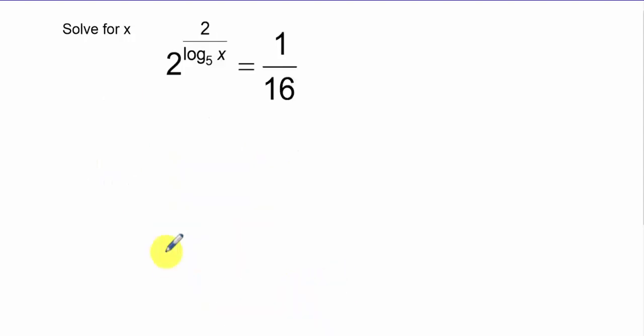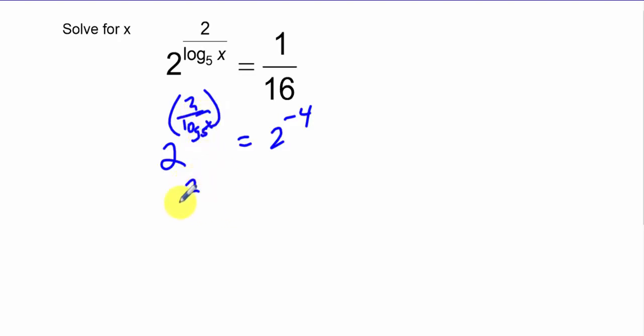Finally, this problem's a little bit different. Notice this is an exponential, even though it has a logarithm in it. So if I want to go from exponential to logarithmic, I can do that. Or I can simply state, hey, look at this, there's a base of 2. I can make this a base of 2. This is 2 to the negative 4th is equal to 2 raised to the 2 over log base 5 of x power. So then I can set 2 over log base 5 of x equal to negative 4.